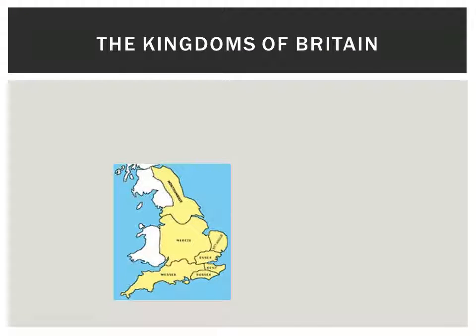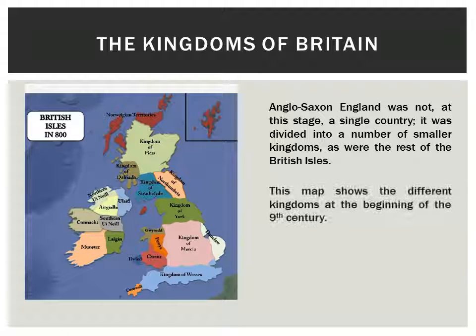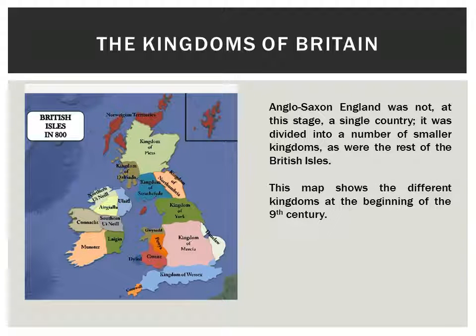So we got these different kingdoms. As I said, there were 7 basic kingdoms established. We don't need to go into too much detail about them. But it is perhaps useful to note that it wasn't a single country and it was divided into these little kingdoms. The Celtic countries as well were divided into smaller kingdoms. They weren't one united country. So Britain at the beginning of the 9th century would look something like this, with the Celtic kingdoms in Scotland and Ireland and Wales, and the Anglo-Saxon kingdoms over here.